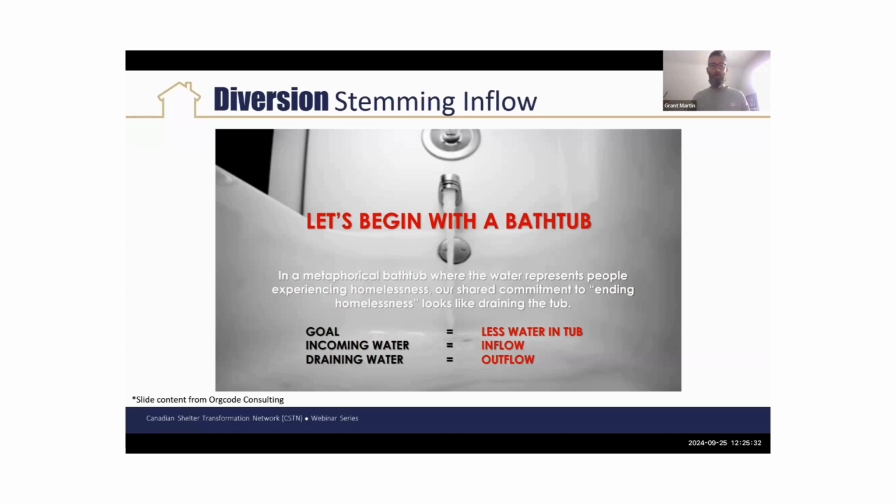One is by slowing down the inflow, so slowing down the amount of water that does come into the tub in the first place. So in this metaphor, the number of people coming into our shelter. And then the other way is by draining the water out of the tub, so creating outflow opportunity. And in our lives, that's about moving people out of shelter through positive outflow into permanent housing. And so these two inflow and outflow pieces are really, really critical. In a later webinar session, we're going to talk about maximizing our outflow from shelter. So for today, we're really going to be focusing on stemming the inflow.